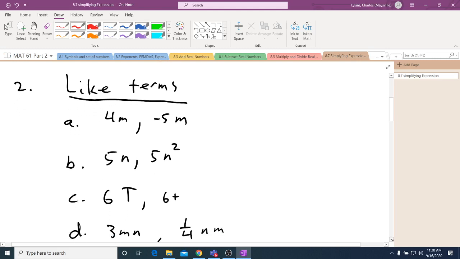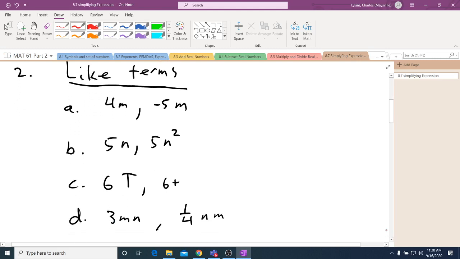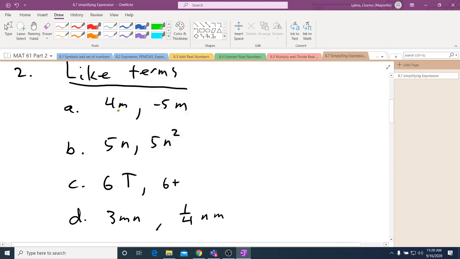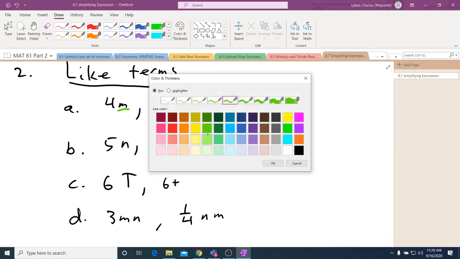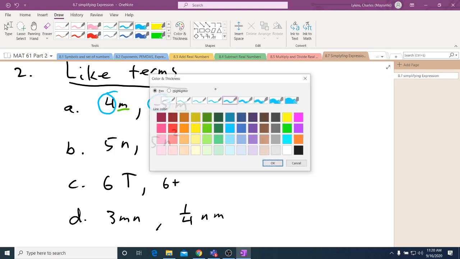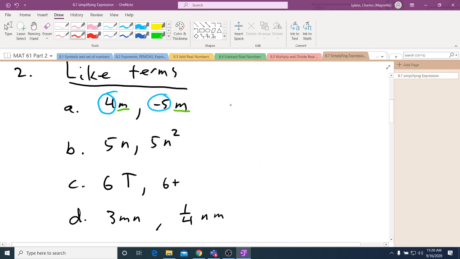Okay, like terms. I'm going to try to give you a list of 4 different ways of looking at like terms. Like terms means, and I'm going to demonstrate this in part A, you have the same variable. It does not matter about the numerical coefficient, or what that number in front of it is. It does not matter about the blue. All I care about is what I underline. So in essence, can we add and subtract these? Absolutely, because it's got a lowercase m. So I'm going to say yes.